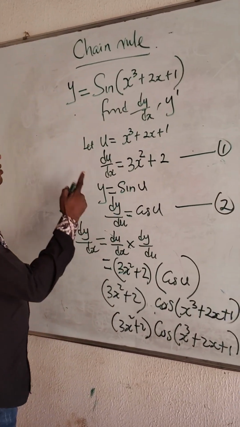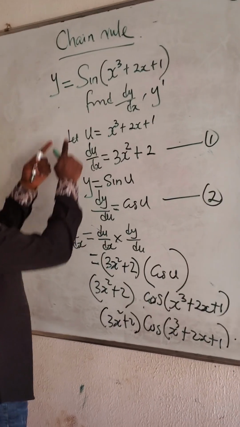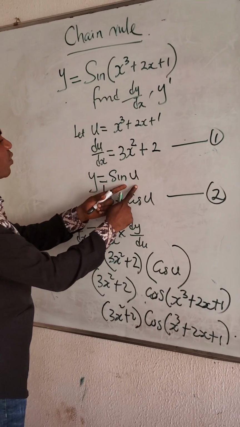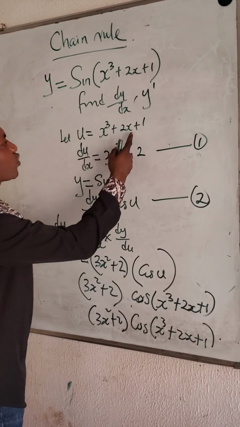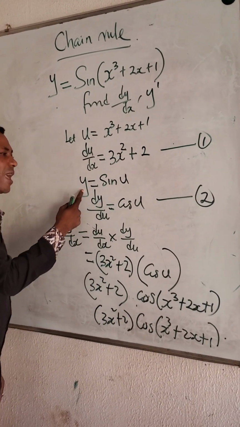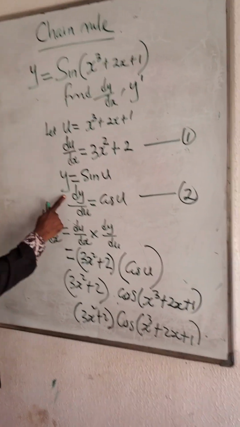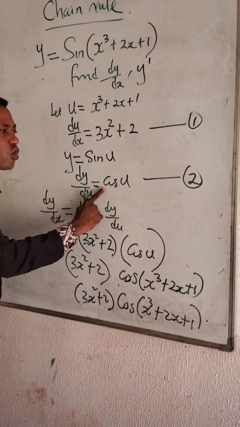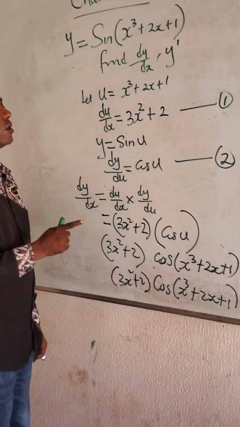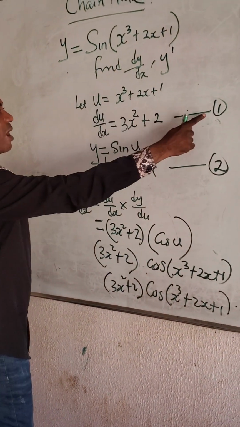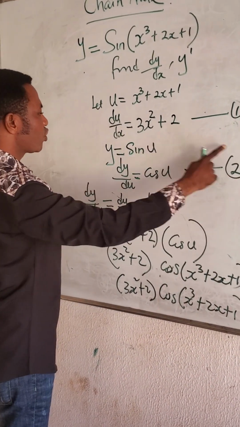Now the next function is, we say y should be equal to sine u, because already we have substituted u to be s power 3 plus 2s plus 1. So we say y equal to sine u. Now dy/du is cos u. That is, when you differentiate sine you have cos u. So now we have equation 1 and equation 2.